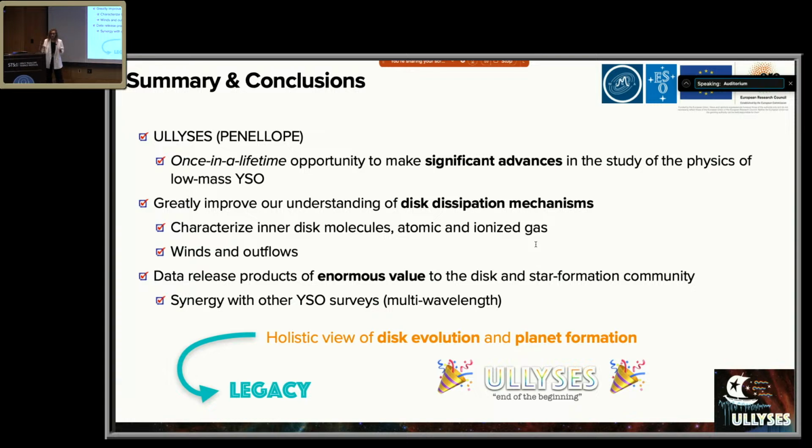We can have a very holistic view of what is going on in the system, and we can really understand this evolution and planet formation. So I'm very confident that we're still going to celebrate the Ulysses end of the beginning for a long time. Thank you.